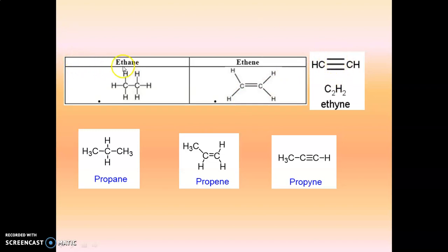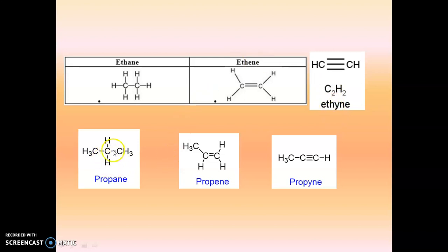Okay, so ethane to ethene to ethyne. So ethane is the basic one. It has everything. I am taking some hydrogen atoms from ethane. It will form ethene. Then I take two more hydrogen atoms. It is going to form ethyne.